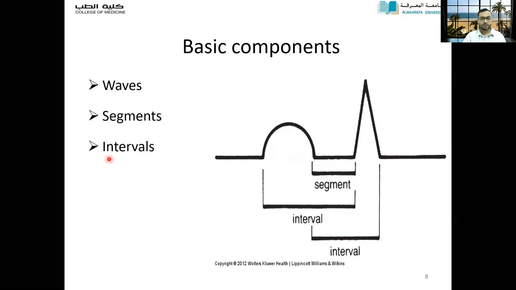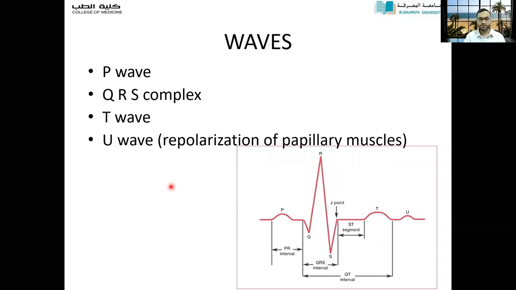Intervals. If you combine the waves and segments together, it becomes an interval. So a single interval may contain one wave or one segment, or it may contain multiple waves and segments together. That is known as an interval. Let's see what I'm describing in the actual ECG components.